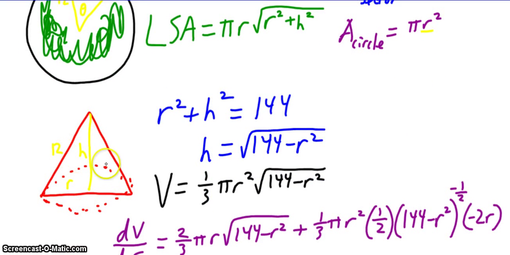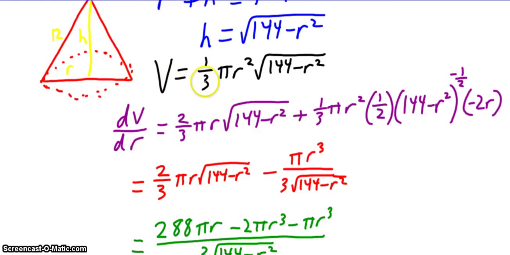So we have our cone, where we know the slant height of the cone is 12, and then we have the radius of the cone and the height of the cone, and a relationship between those is that h equals the square root of 144 minus r squared.